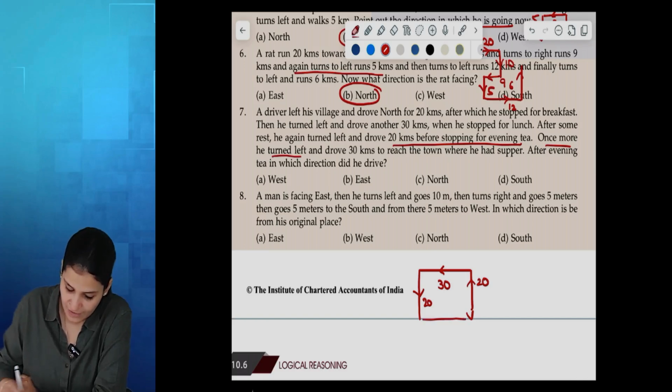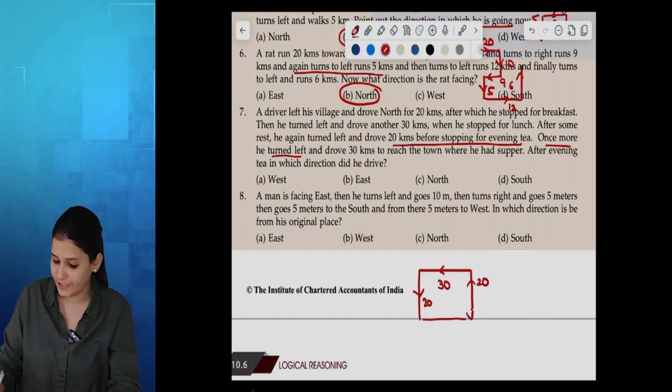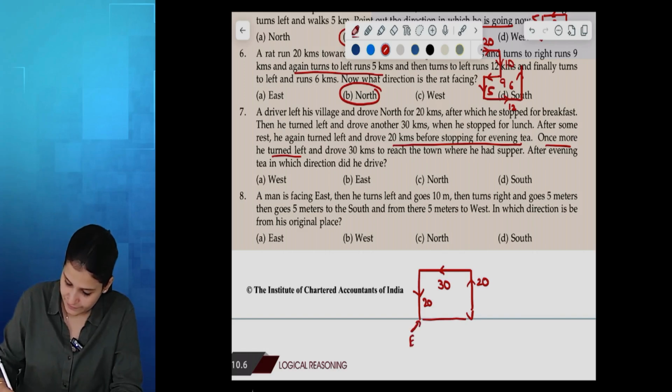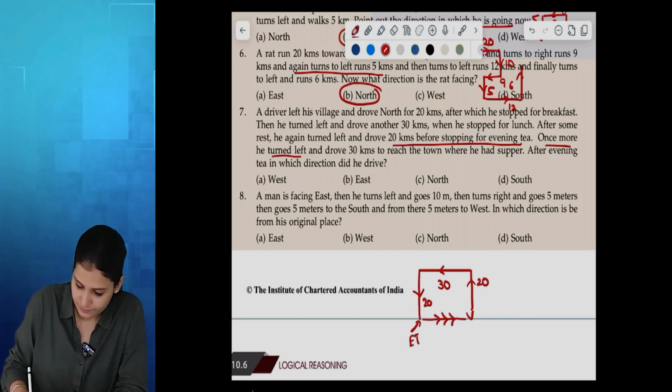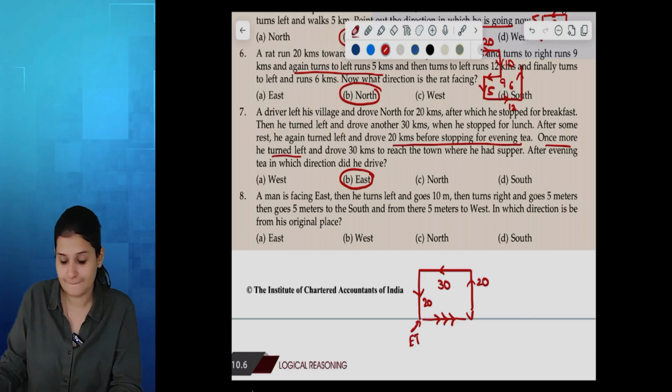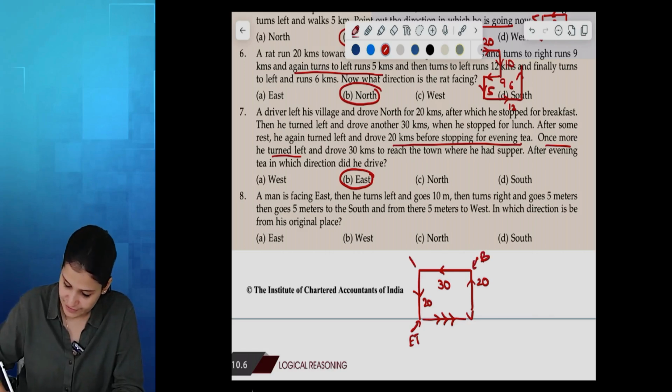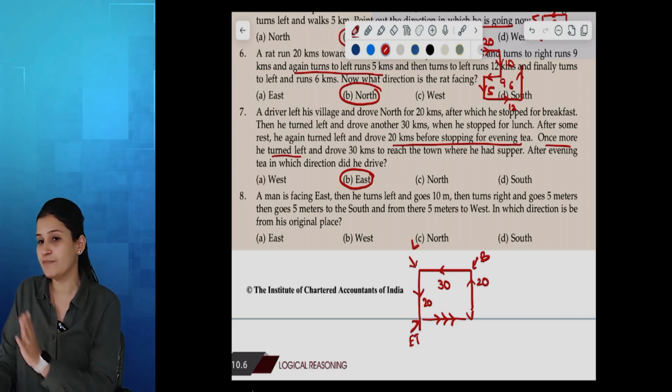So after evening tea, in which direction did he drive? This was the evening tea. Then he moved in this direction. Which was that direction? East. This point was breakfast, this point was lunch, and this was the point for evening tea. So after evening tea, he moved in the eastern side.